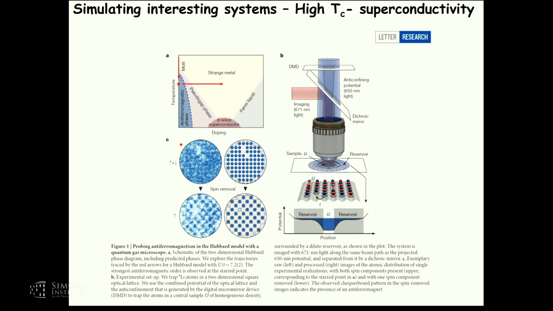Greiner, in this paper that was reported last year, was able to go with his system along this line from the Mott insulator to the antiferromagnetic order, and then into the phase of this strange metal. So this is how the pictures from the single atom microscope look. He is at this point, and then you start to see this kind of checkerboard here, which means that he takes out one spin component, and what is left should look like a checkerboard pattern expressing the antiferromagnetic order.